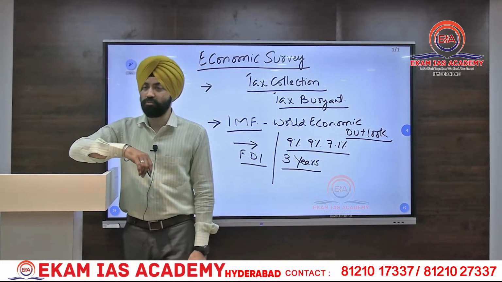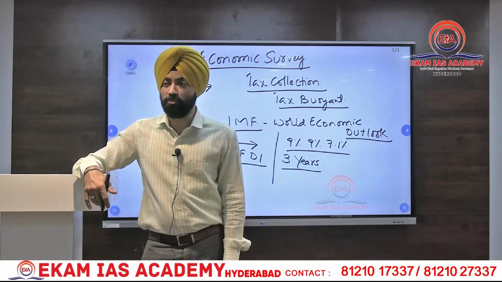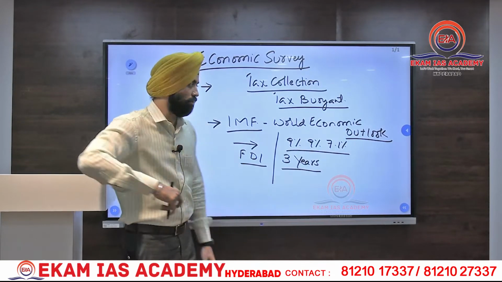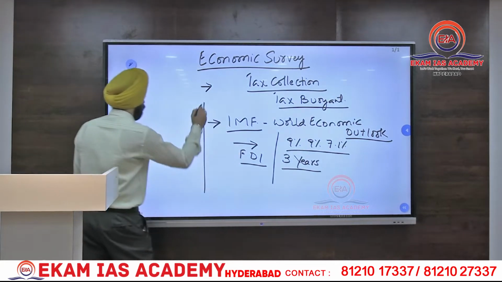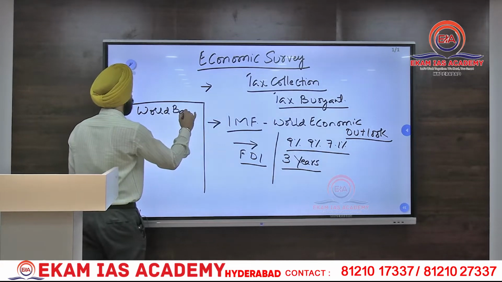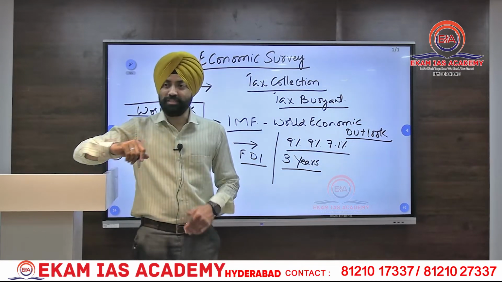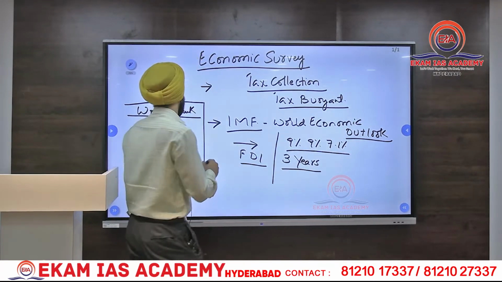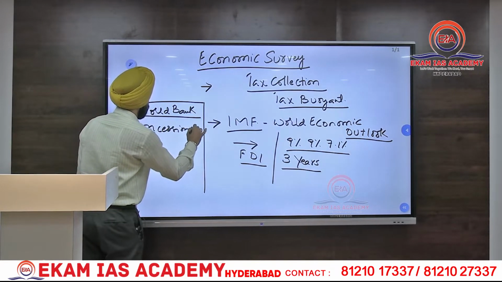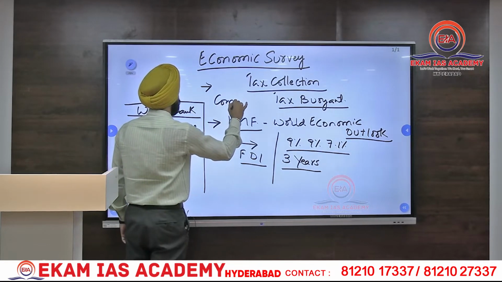One more important dimension we covered yesterday, related to World Bank, about World Bank giving funds for the various countries. I spoke yesterday about the basic difference between World Bank and IMF. World Bank is a bank that is primarily meant for giving concessional loans for developmental purposes. Concessional loans for developmental purposes. But however, IMF gives commercial loans.